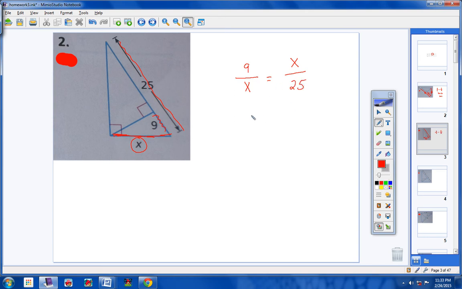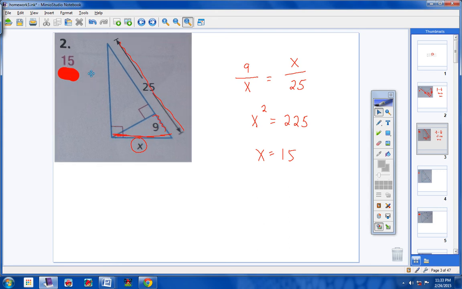X times x is x squared. 25 times 9 is 225. And the square root of 225, if we take the square root of both sides, the square root of x squared is x. And the square root of 225 is 15. Okay? So the answer should be 15. Alright? Okay, let's continue on.